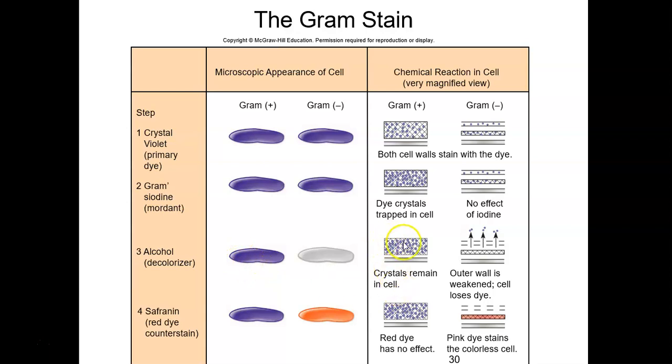Remember we said that this thick layer is going to hold on to that crystal violet very well. The outer layer of the gram-negatives is going to be weakened, and that crystal violet is going to be able to escape, so the cell goes back to being colorless again. When we add the counterstain, that safranin dye, since the gram-positive is already saturated with crystal violet, it's not going to take up the safranin. But this colorless gram-negative cell is going to soak up all of that pink dye, and thus we get the differential appearance of gram-positives being purple and gram-negatives being pink.